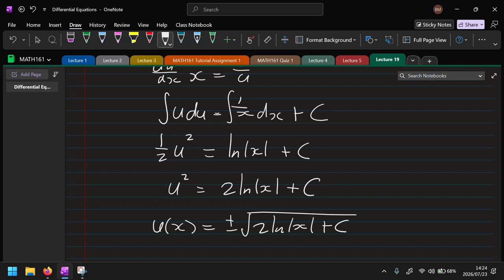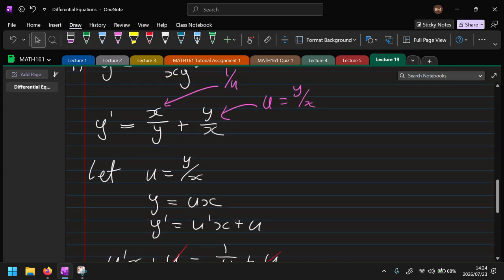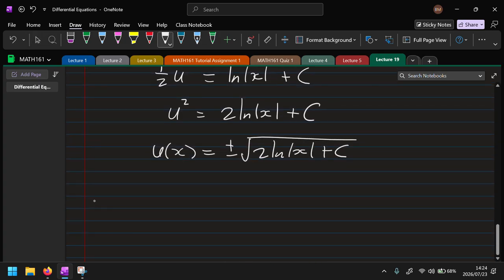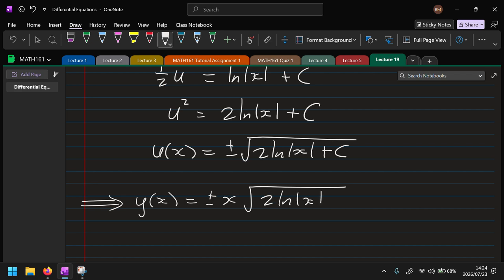But this was with our substitution u. We wanted the solution with y. If we go back a little bit, we see y is just u times x. So whatever we get at the end, we multiply by x, and that's our solution for y. So we get plus or minus x times the root of 2 natural log of x plus c. We get two solutions, one with the plus, one with the minus. And c, we don't know what that is, we leave it as a constant. If we are given an initial condition, we can then solve for c.